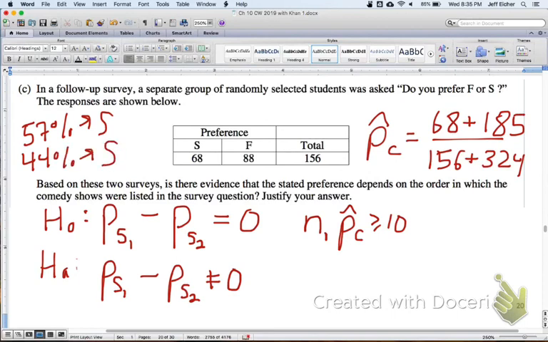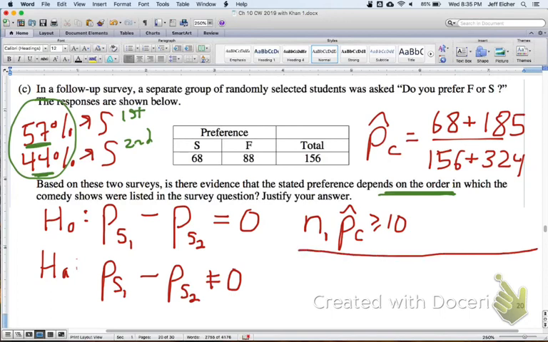What's the explanation for this difference in these percentages? Well, one explanation is just you picked a different random sample, so we're going to get different results, sampling variability. But the other explanation is, well, when S was first, more people chose it. When S was second, fewer people chose it. So the order of the question is changing people's responses. It's kind of a response bias type of question. So you can check the conditions.